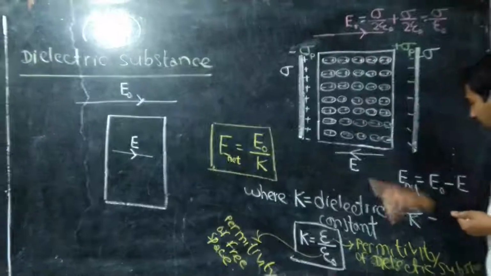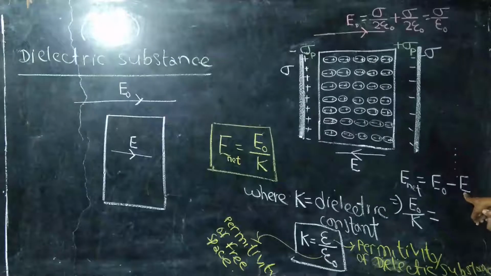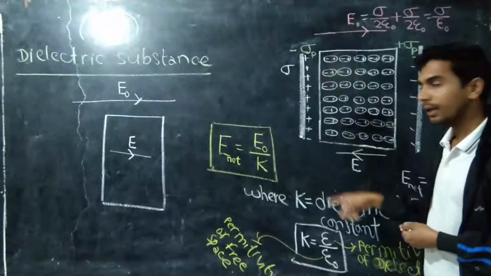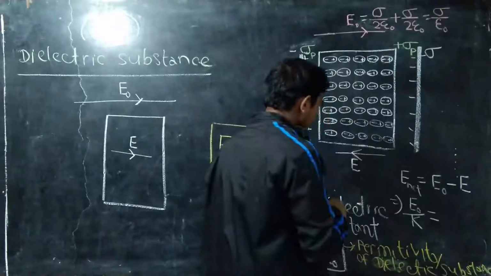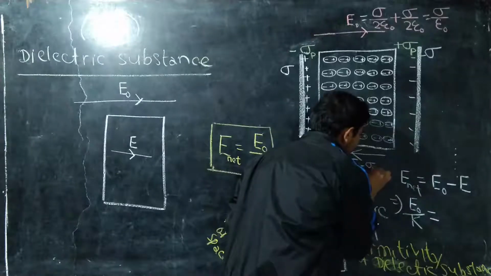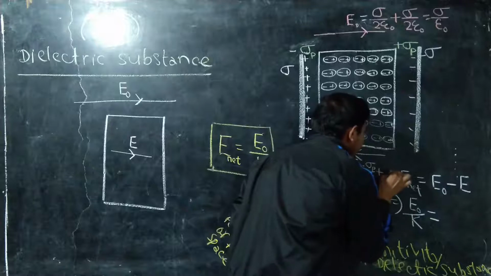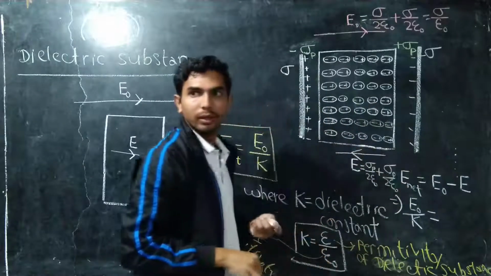So we are able to substitute E naught here. And this electric field E, we also have to find. Similarly, with the negative and positive induced charges, we have to write it the same way. This value is sigma p by 2 epsilon 0 plus sigma p by 2 epsilon 0.